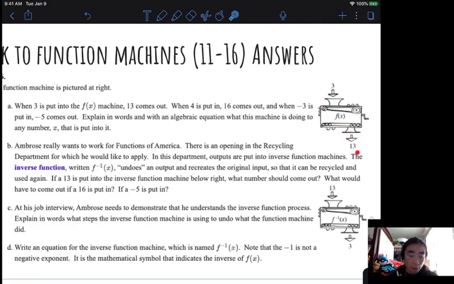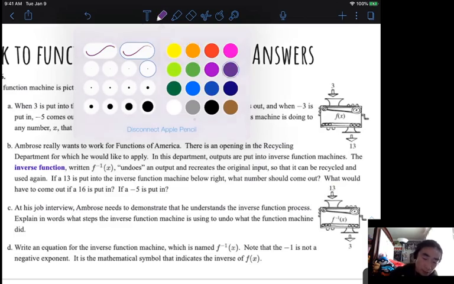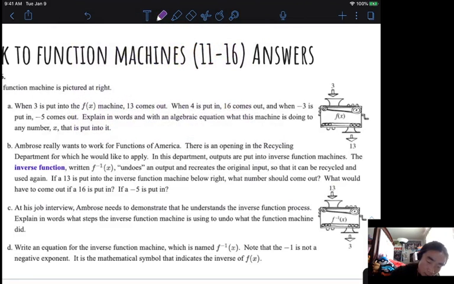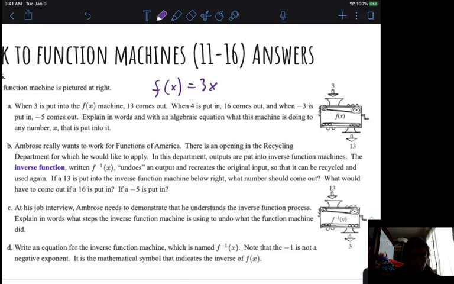So in words and with an algebraic equation, we want to figure out what this is. It is in fact linear, so it is an equation of a line. So I'll just write it down. The equation looks like 3x, and then you've got to figure out its starting value, which I think is, let's see, 7. No, it's 4.